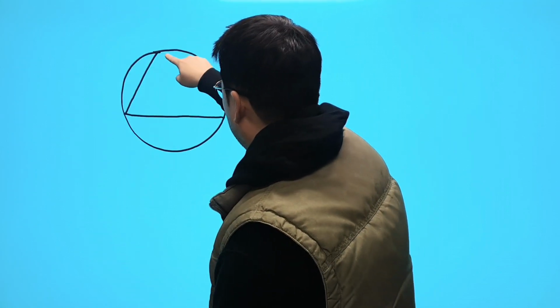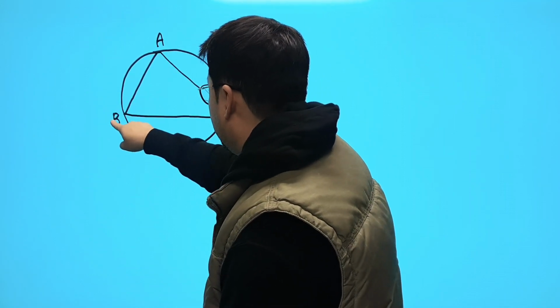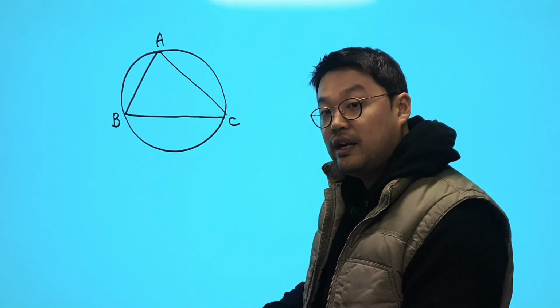triangle that has been circumscribed. And I'm going to label all these dots as A, B, and C. Okay, so now we need to find out the circumcenter. How do we find out the circumcenter?